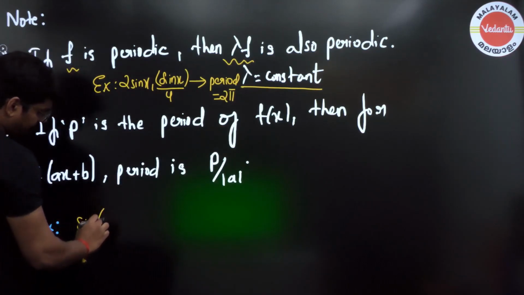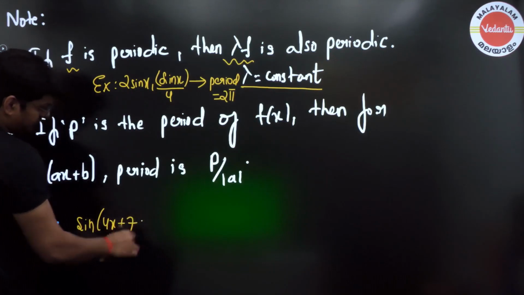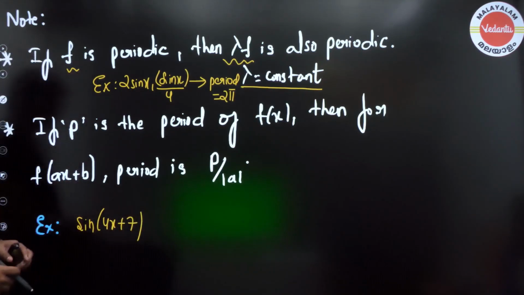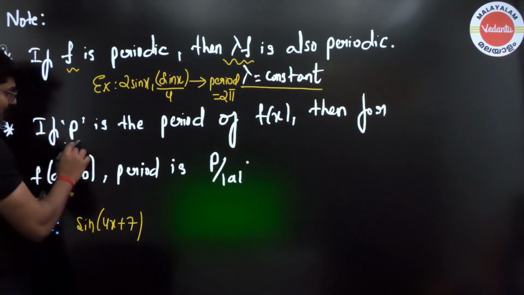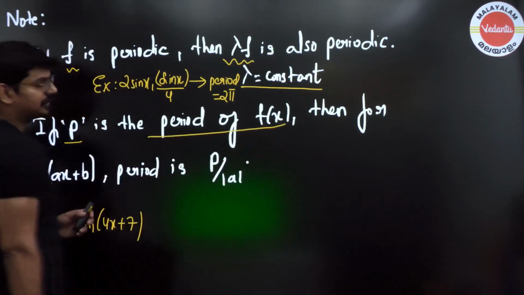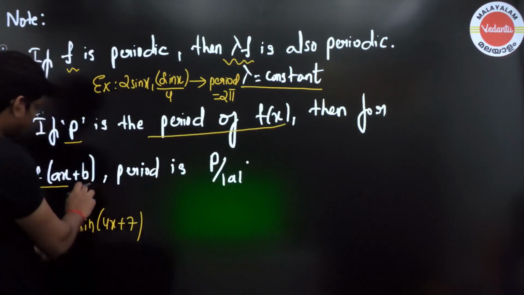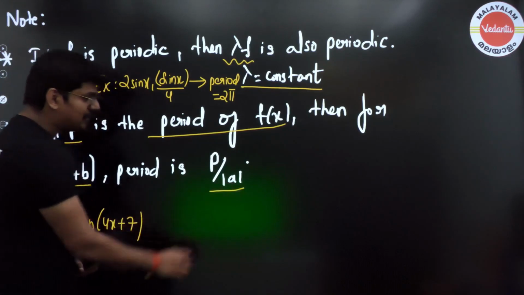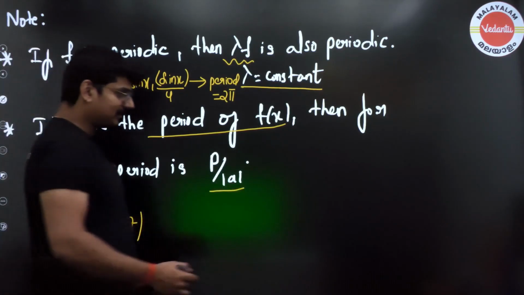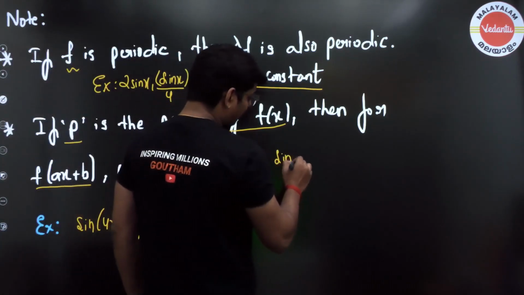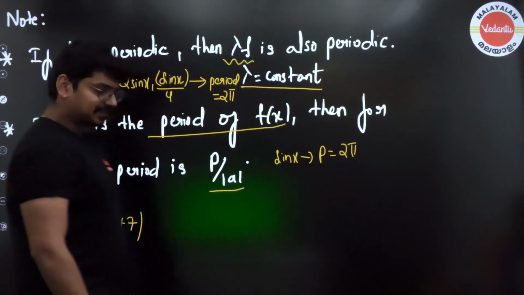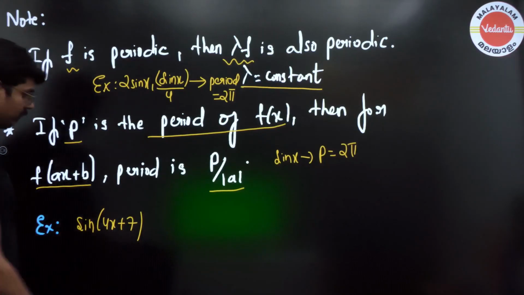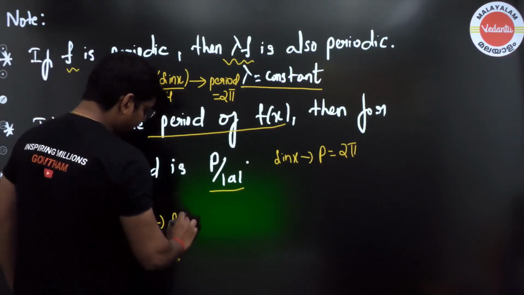But what if you have something like sine of 4x plus 7? What is the periodicity of this particular function? How do you decide it? Well, for this you need to apply a very simple logic: if p is the period of f of x, then for f of ax plus b, the period is p by mod a. So for sin x, we know that the period is 2 pi. Then what about sine of 4x plus 7? What is going to be the period for this particular function?